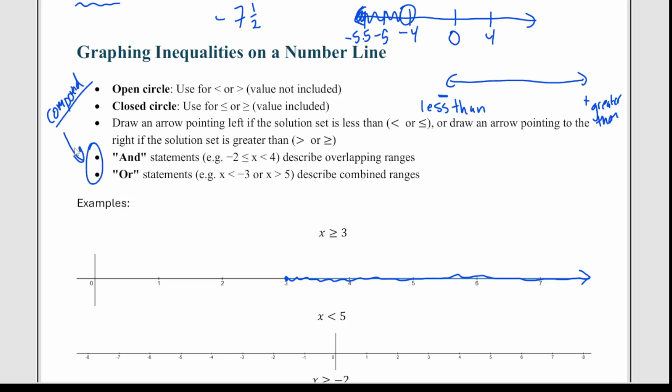This is something that we're going to go over a lot more in our next video, but you want to think about and statements meaning that both of the inequalities are true at the same time, while or statements just mean one of the inequalities is true. But we'll go over that again a lot more next video, but we'll touch on that a little bit here.